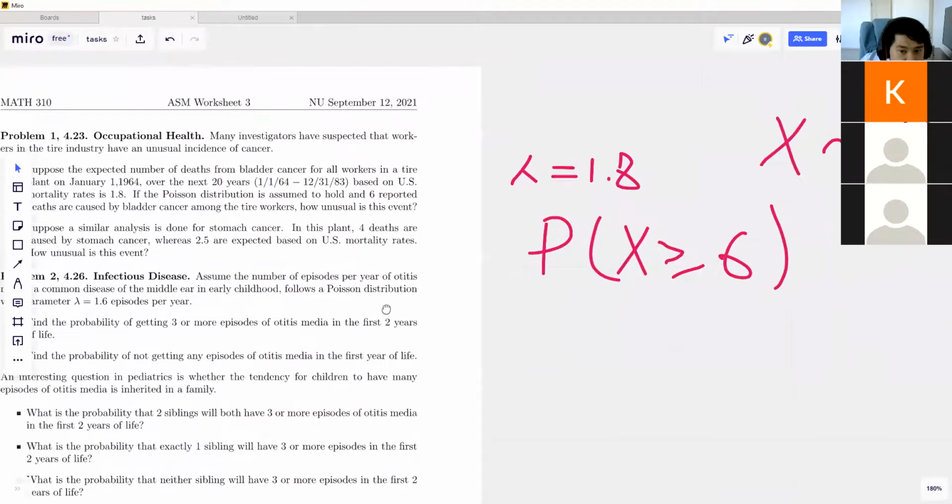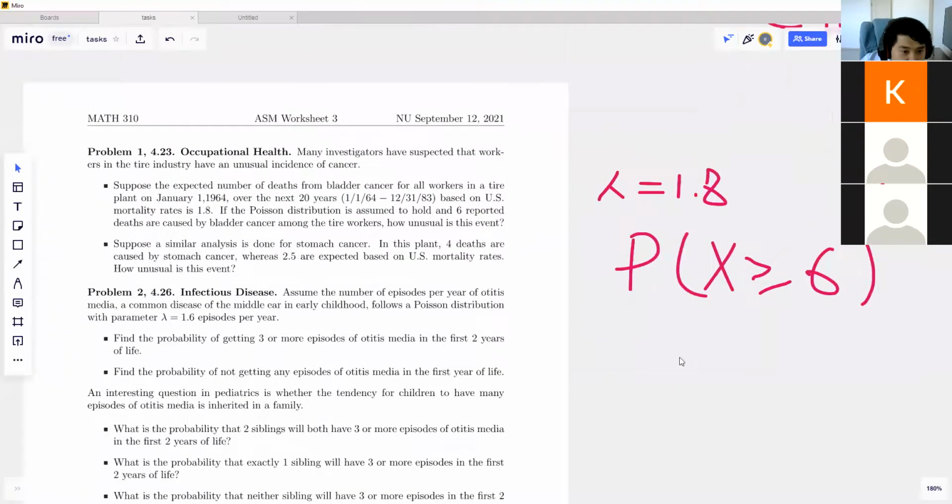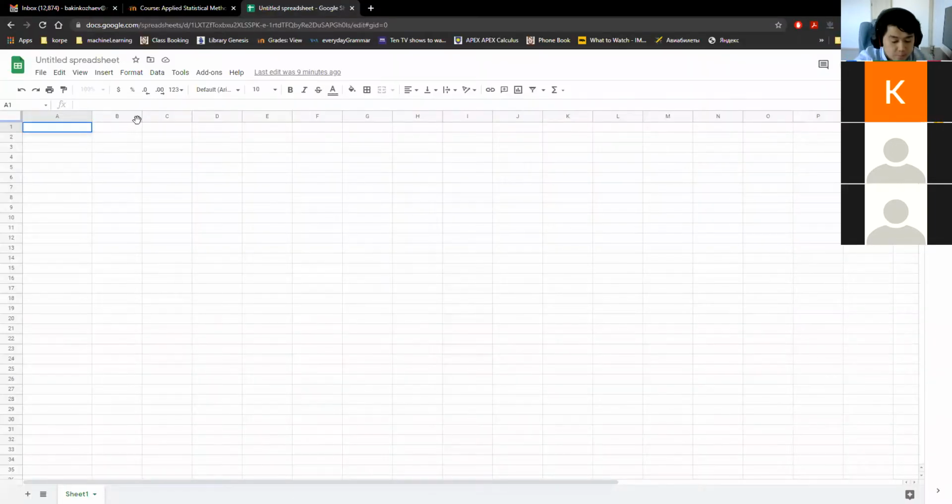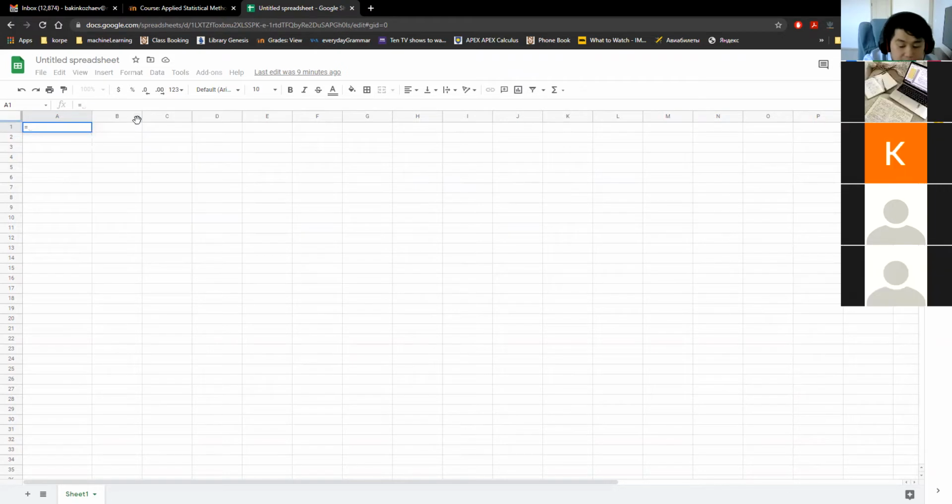Now let's find how unusual is this event of getting 6 deaths. So this is 1 minus the probability X is less or equal than 5. Let's calculate that first using Google spreadsheets. Share my screen. Okay, guys, can you see my screen? Yes, we can. All right, so I need to find the probability that X is greater or equal than 6. This is 1 minus the probability that X is less or equal than 5.